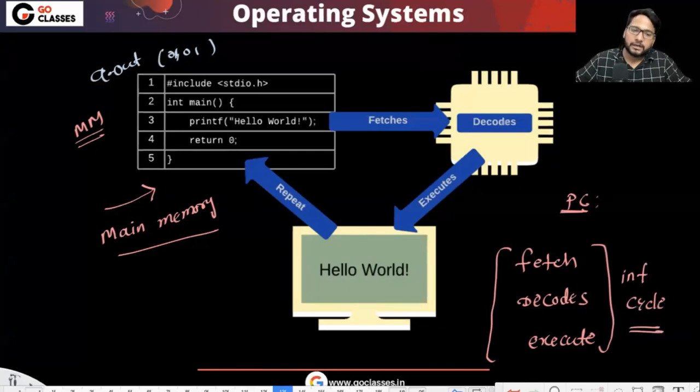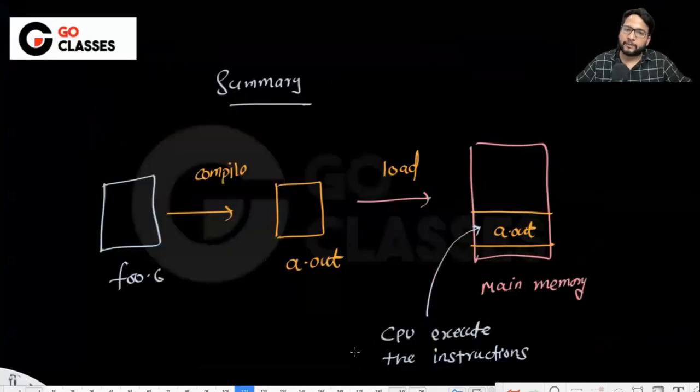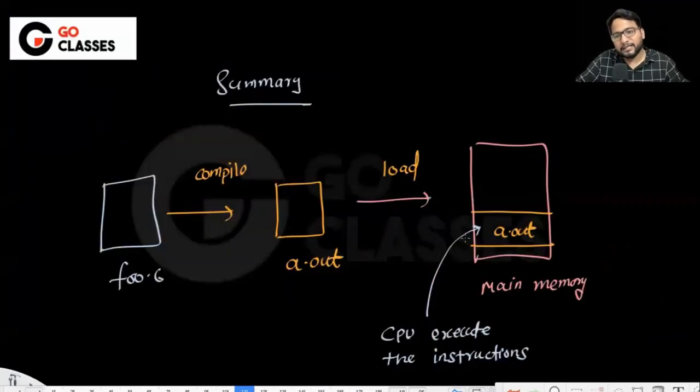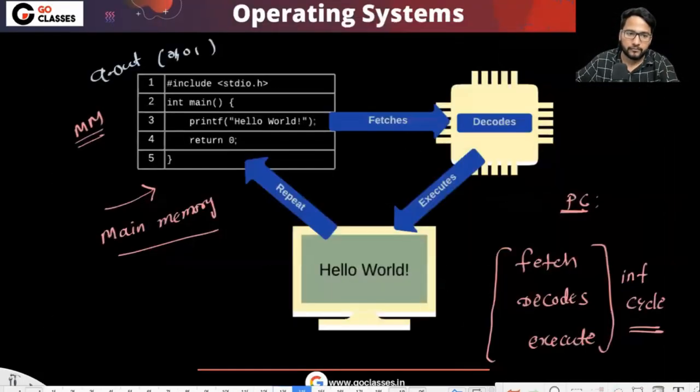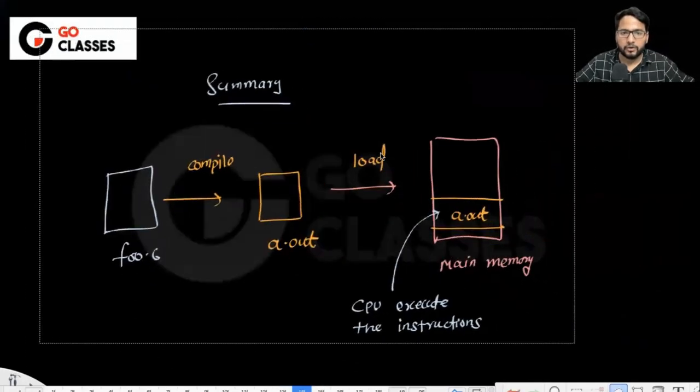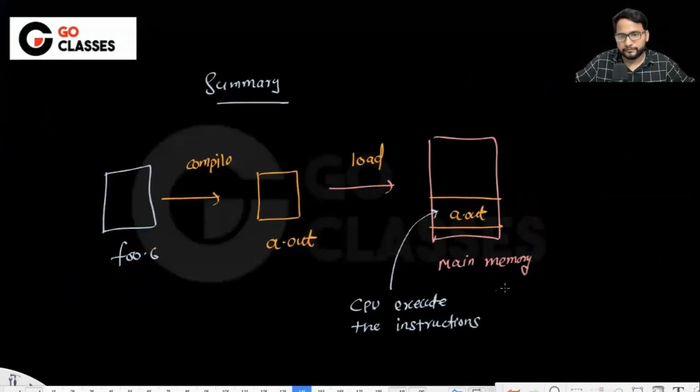Let me just go to this particular slide. So what is happening here? You load it in the main memory, and then the CPU will be again and again fetching, decoding, executing; fetch, decode, execute, it will keep on doing it. I hope this slide is clear. Inside this slide, I have just added one thing, which is that the CPU will keep on doing three things: fetch, decode, execute.